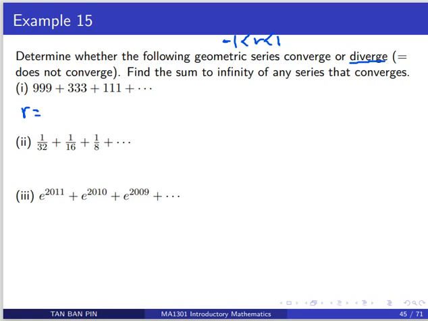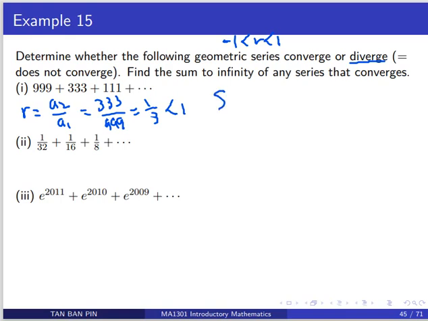So here r is A2 divided by A1. So you take 3 divided by 9, right? So it gives you 1/3. So 1/3 is between minus 1 and 1. So this one should be convergent.